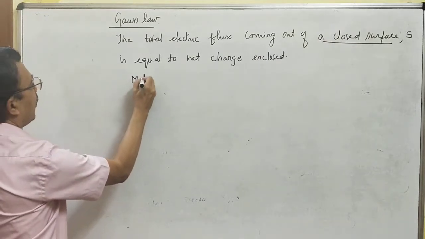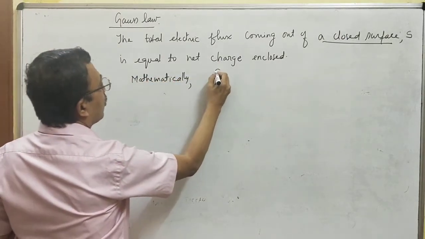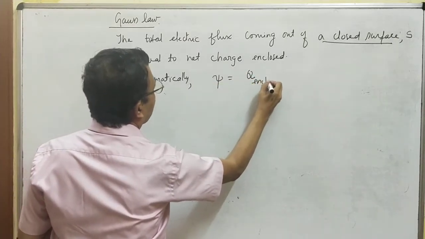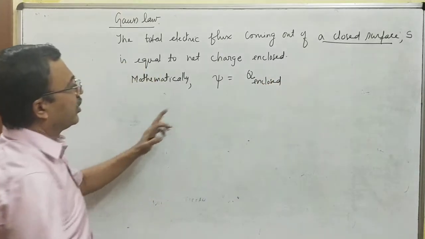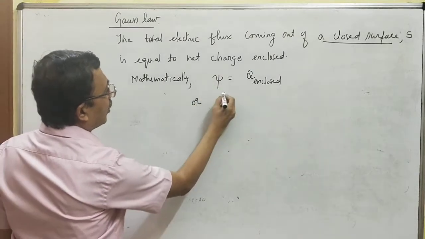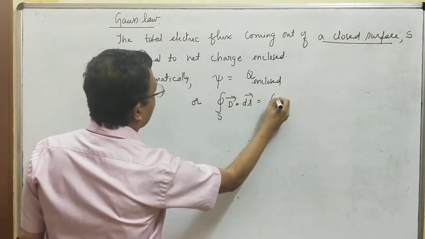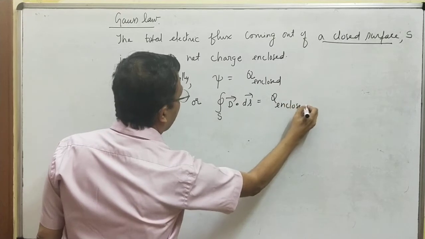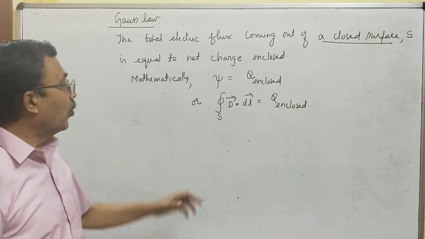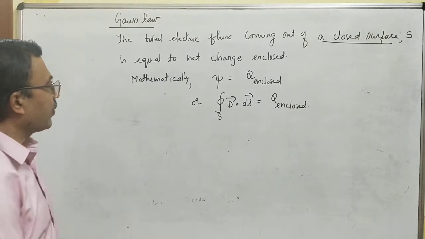Mathematically, this means electric flux psi is equal to Q enclosed. Charge enclosed is written as Q suffix enclosed. Or what is psi? Closed surface integral of vector D dot ds is equal to charge enclosed. This is the mathematical statement of Gauss law. Gauss law is valid only if the surface is a closed surface, and this integral has to be a closed surface integral.